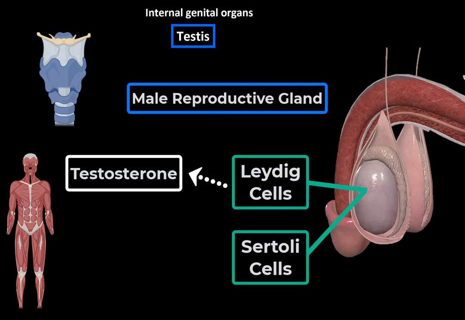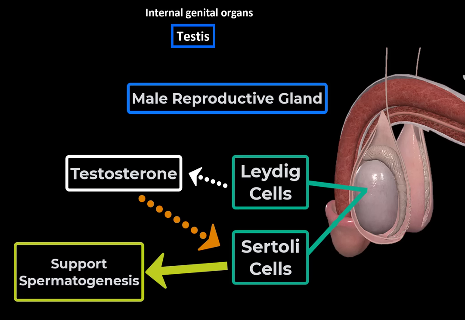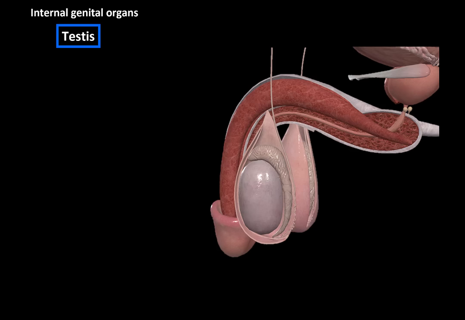Testosterone also stimulates the Sertoli cells to provide structural support and secrete fluid to nourish and support developing sperm cells. So that means that testosterone is also essential to maintain spermatogenesis and male fertility. And in the absence of testosterone stimulation, spermatogenesis does not proceed. It doesn't happen, basically. The testes are located outside of the body, right? In a pouch called the scrotum.